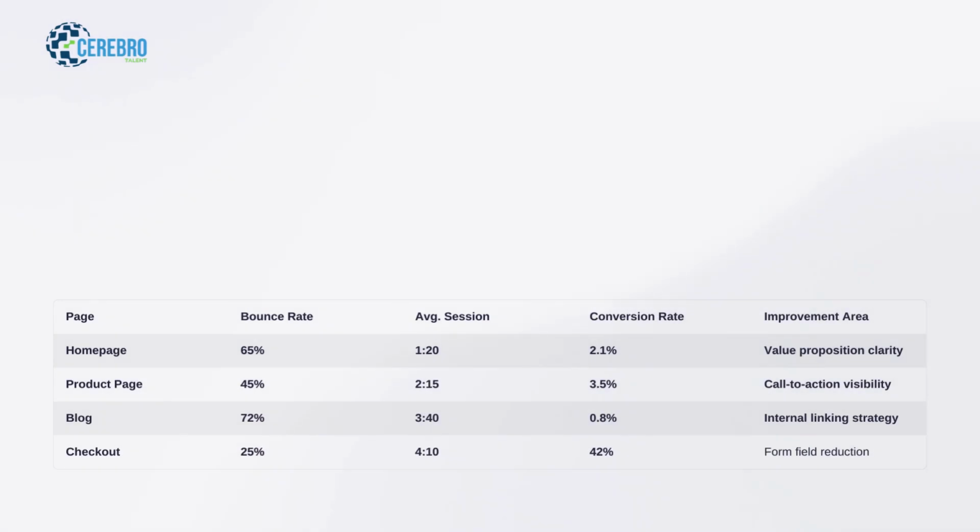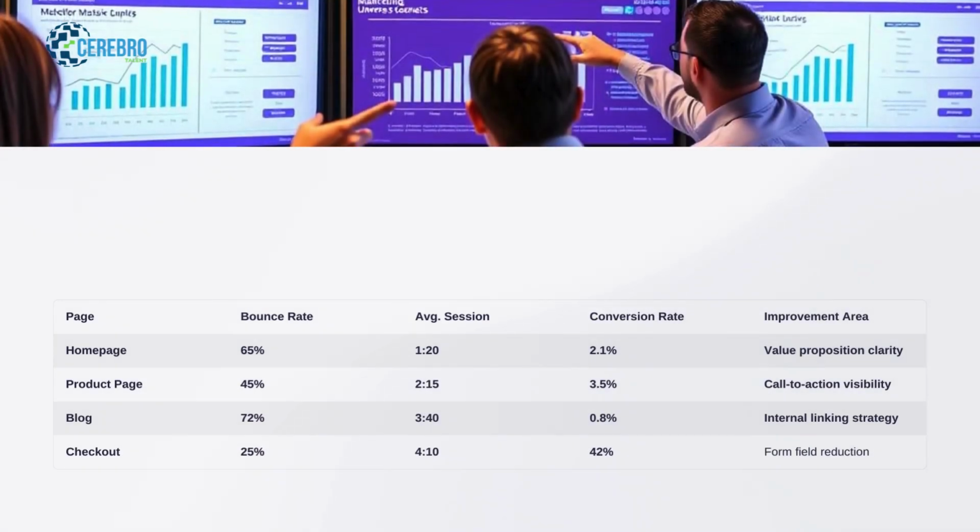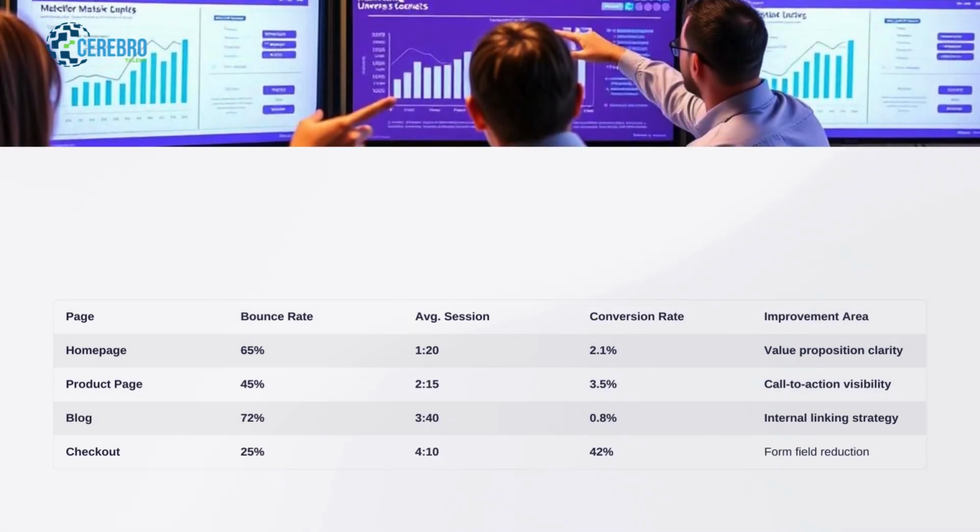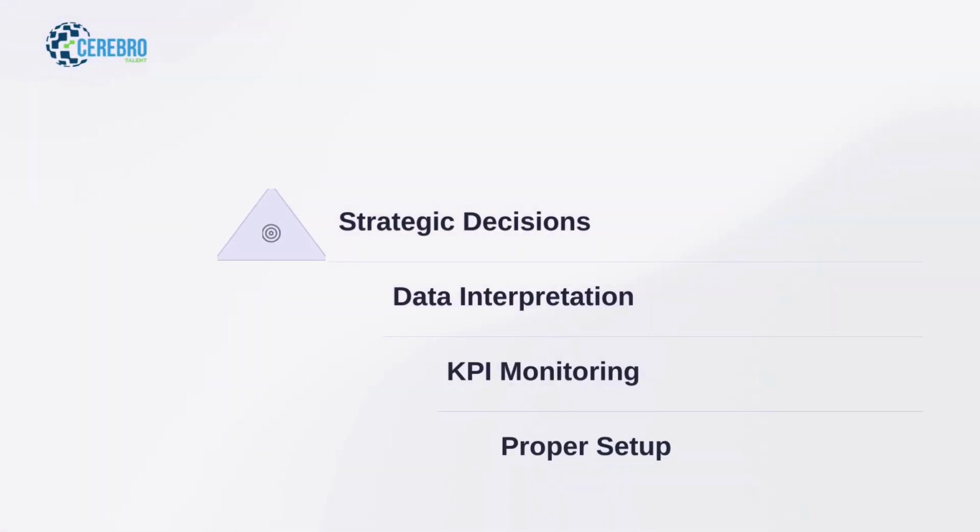Real-life examples and datasets will showcase how monitoring these indicators can pinpoint areas for improvement. With clear definitions and visual examples, this scene ensures you understand which metrics matter most and how to use them to inform effective, data-driven decisions.